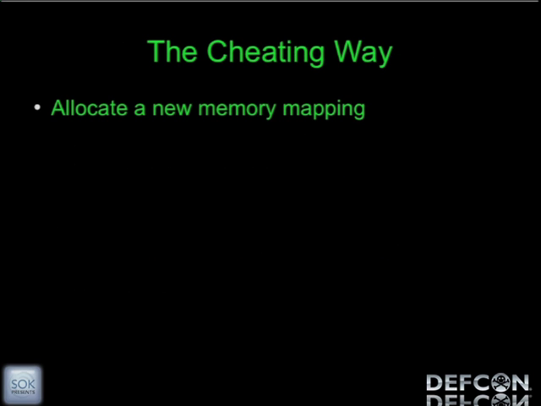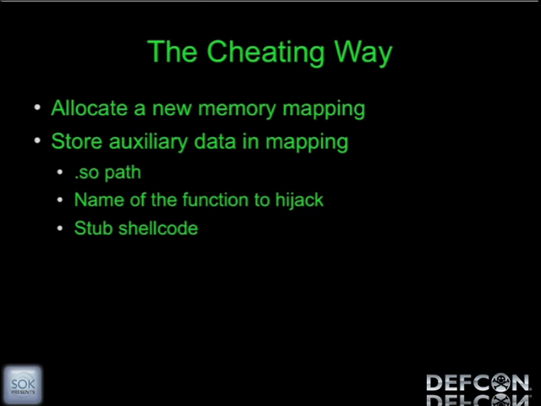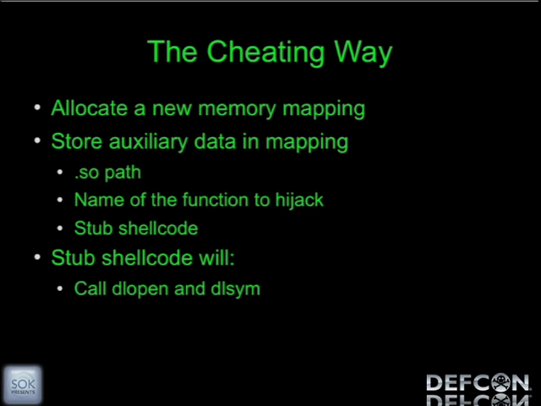So the cheating way, what you'll do is you'll allocate a new memory mapping using the new technique I showed you on how to force the child to allocate a new memory mapping. And you'll store some auxiliary data in the mapping. You'll store the path, the file system path of where the shared object resides. You'll store the name of the function to hijack and the stub shellcode. And the stub shellcode will call dlopen and dlsym. So it'll call dlopen to open your shared object and dlsym to find the address of your malicious function.